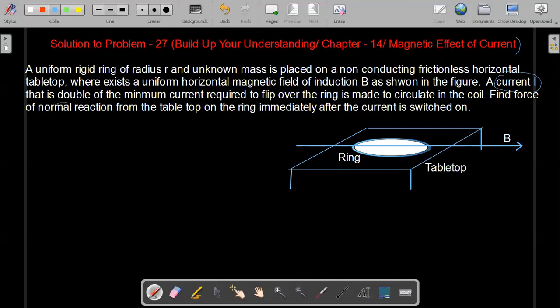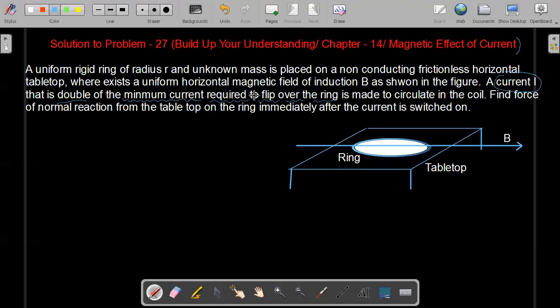It is given in this question that the current is double of the minimum value of current which is required to flip over the ring, which means corresponding to certain minimum current, the ring will flip on the tabletop. But right now the current is twice of that minimum value of current.